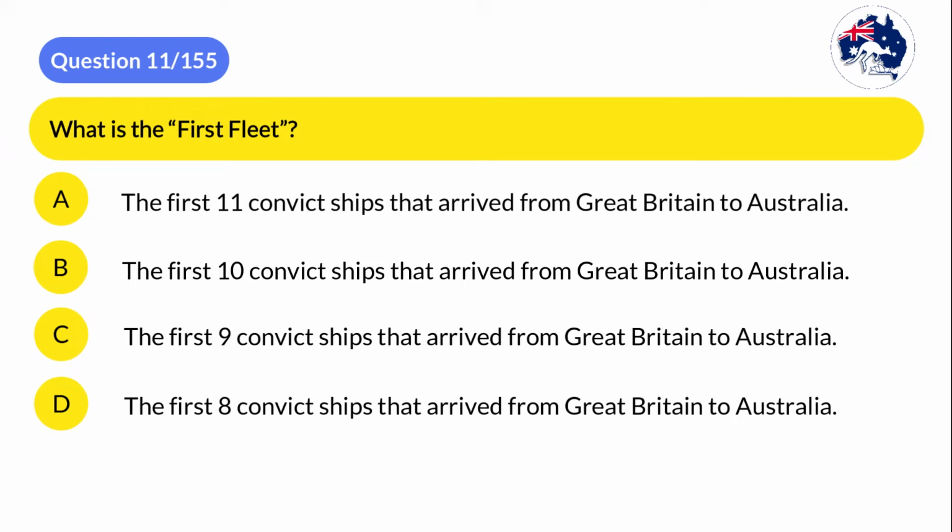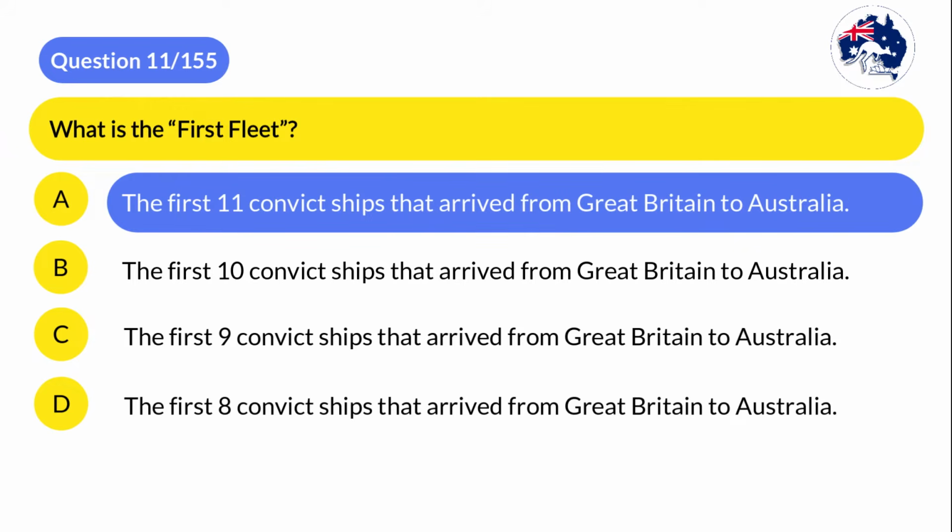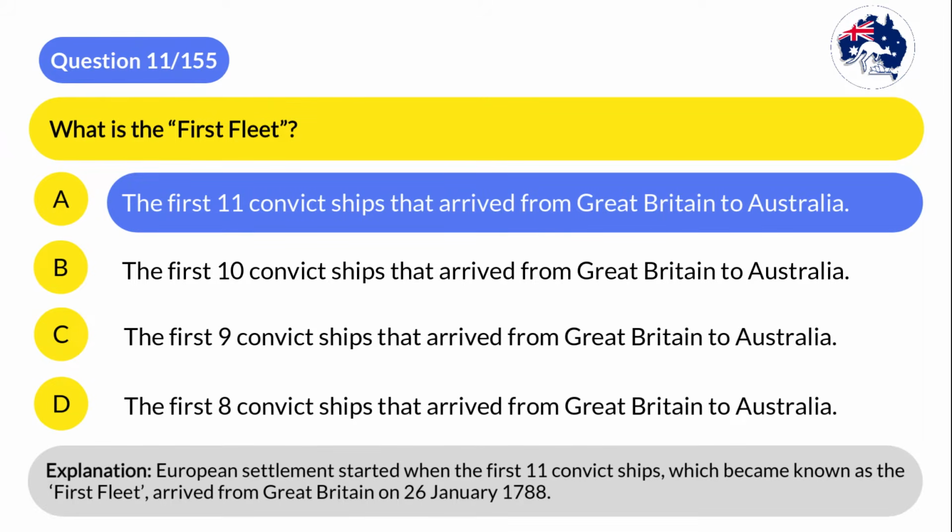The correct answer is A. The first 11 convict ships that arrived from Great Britain to Australia. Explanation: European settlement started when the first 11 convict ships, which became known as the First Fleet, arrived from Great Britain on January 26, 1788.